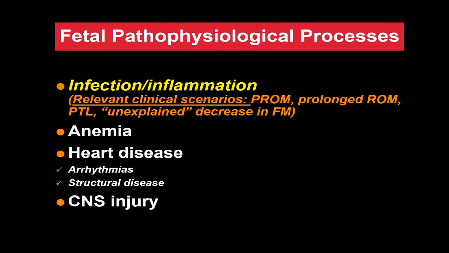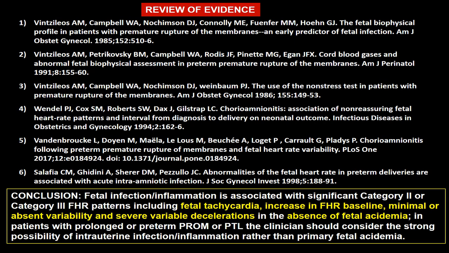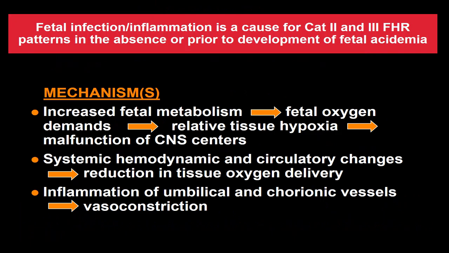The most common of these processes is fetal infection inflammation, which should be suspected in patients with abnormal fetal heart rate patterns in the clinical scenarios of premature rupture of the membranes, prolonged rupture of the membranes, or preterm labor. A review of the relevant literature reveals that in such cases there is fetal tachycardia, increased fetal heart rate baseline, minimal or absent variability, and severe variable decelerations.